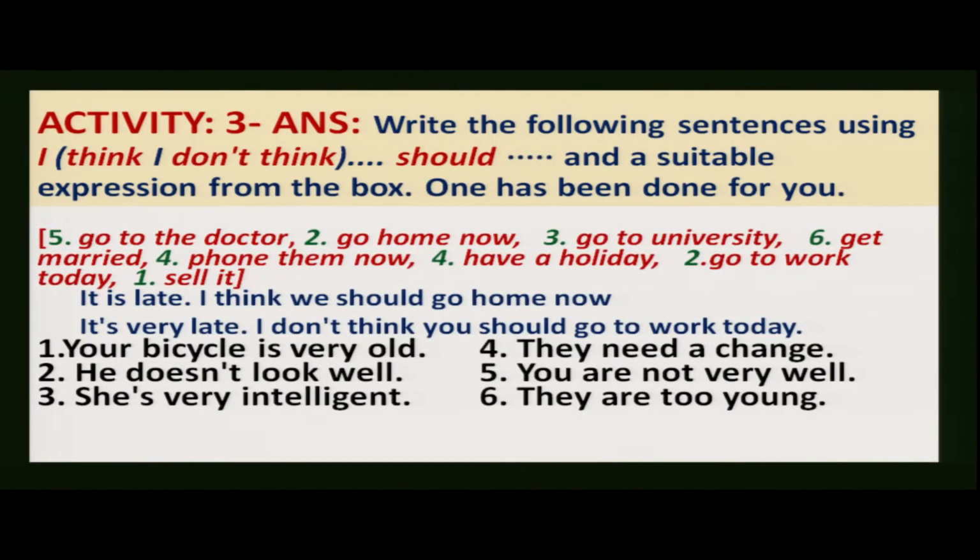So she is very intelligent. Number 3, you just see. Go to university. I think she is very intelligent. I think she should go to university. Number 4, phone them now. They need a change. I think they should phone or we should phone them now. I think I should phone them now.